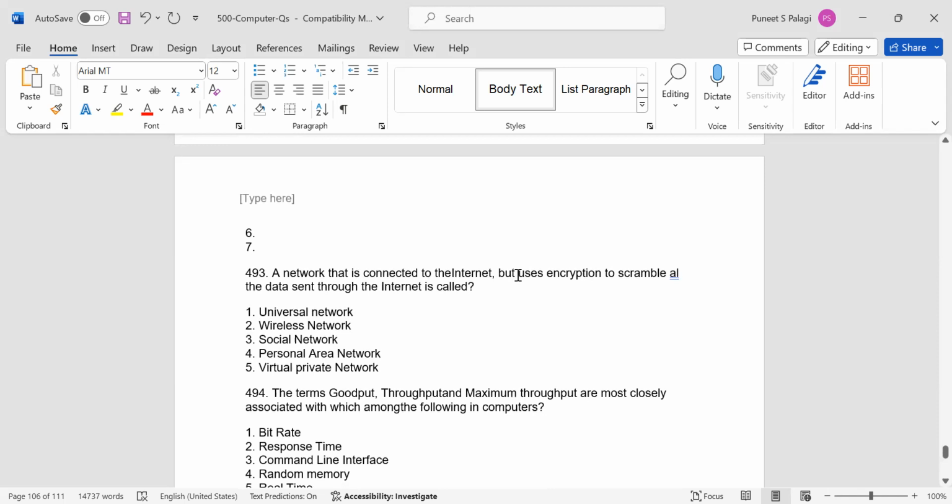A network that is connected to the internet but uses encryption to scramble all the data sent through the internet is called universal network, wireless network, social network, personal area network, virtual private network. It's virtual private network.